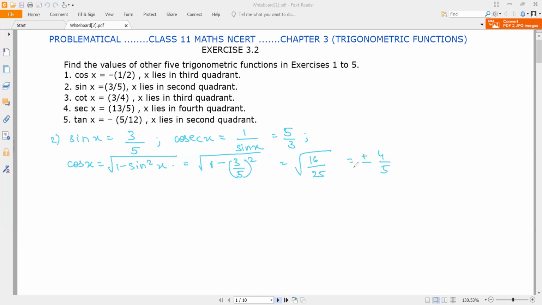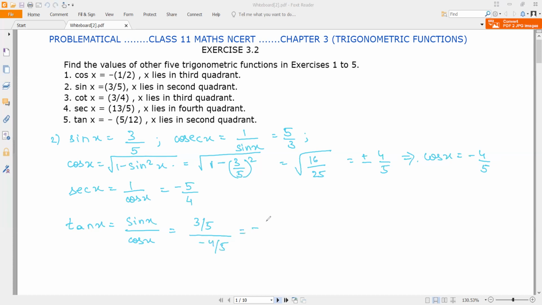Now we have plus minus 4 upon 5, and cos x is negative in the second quadrant. Hence you will consider cos x is equal to minus 4 upon 5. Next, from cos x you can get sec x. So your sec x value is equal to 1 upon cos x, which will then be equal to minus 5 upon 4. You have sin x and cos x, so you can get the value of tan x. Your tan x is equal to sin x upon cos x, which is 3 upon 5 upon minus 4 upon 5. This is minus 3 upon 4.